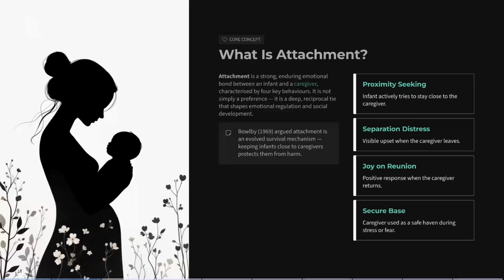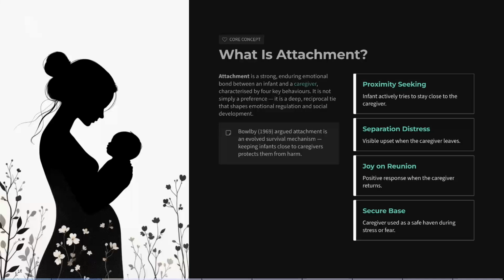Joy on reunion. This is a positive response when the caregiver returns. The quality of this reunion behaviour, whether the infant seeks comfort and is settled by it or behaves in a more complex and ambivalent way, turns out to be one of the most revealing indicators of attachment quality.